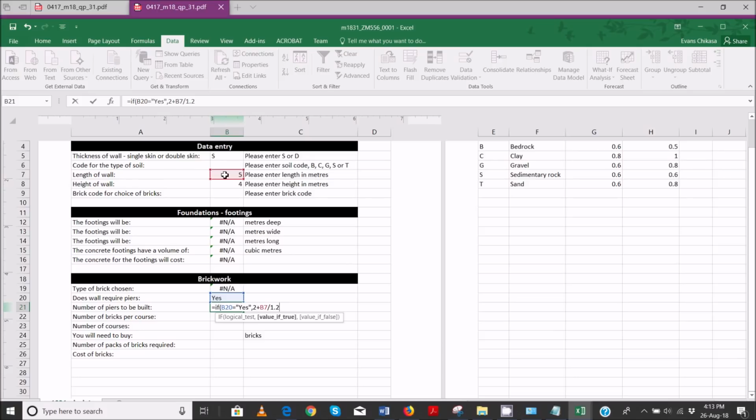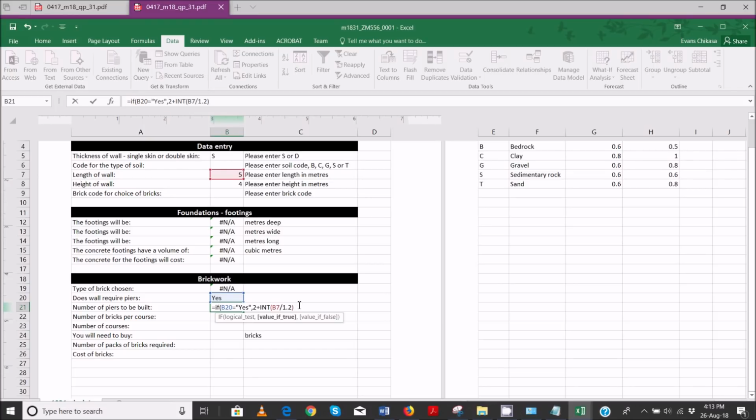So again, remember, this is going to give you a decimal number. Not always, but sometimes it will give you a decimal number depending on the length of the wall. So you want to make sure that you get the integer value or the rounded value. So if piers are needed, then it is 2 plus INT of B7 divided by 1.2.